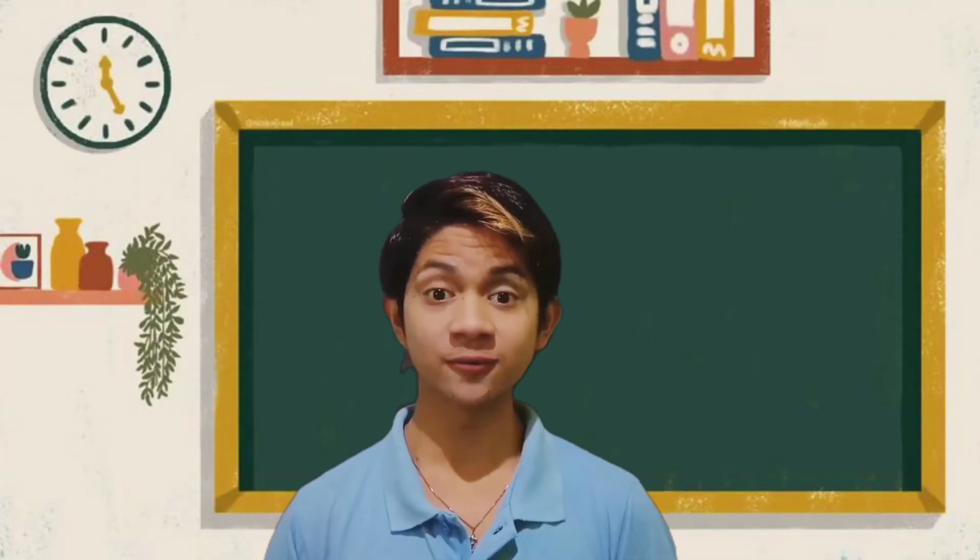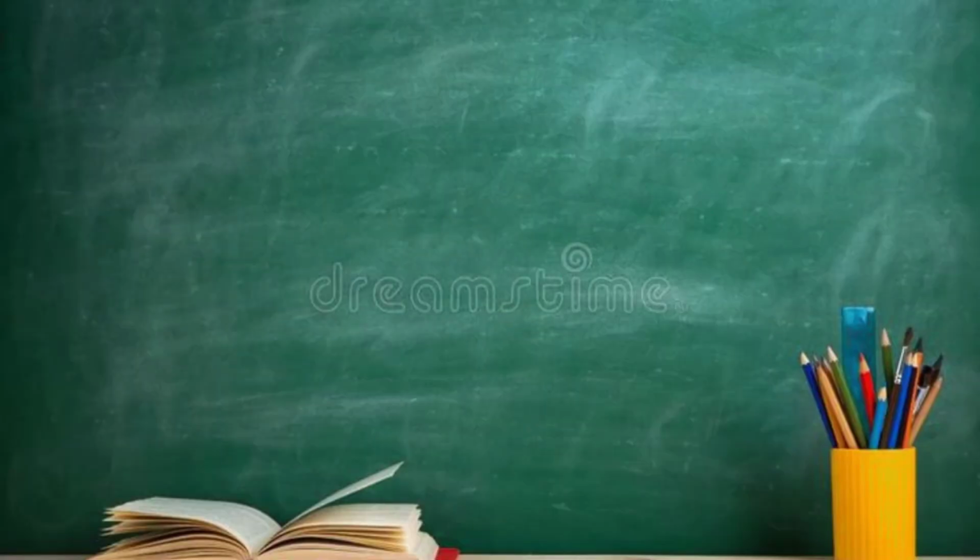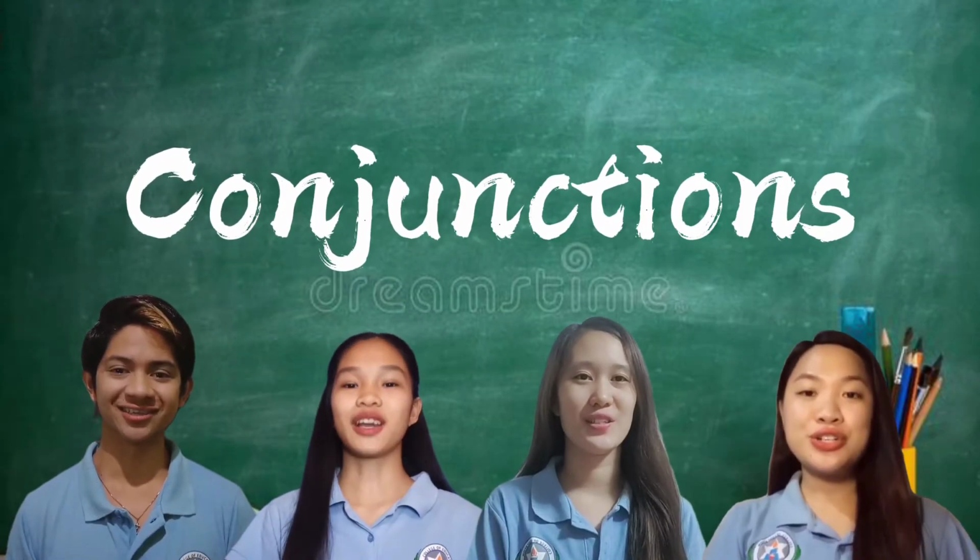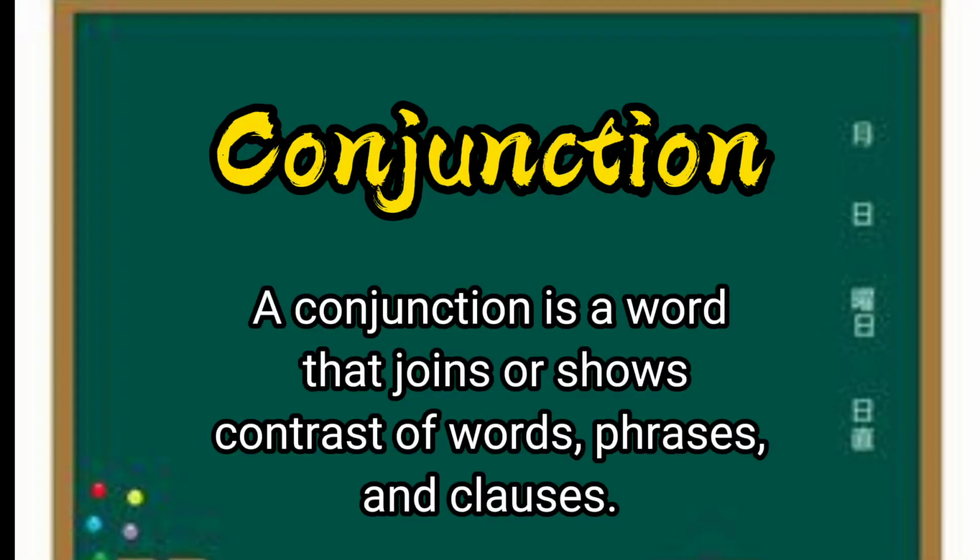And in this video, we will be discussing parts of speech: conjunctions. So, what is a conjunction? A conjunction is a word that joins or shows contrast of words, phrases, and clauses. To put it simply, conjunctions are joining words.